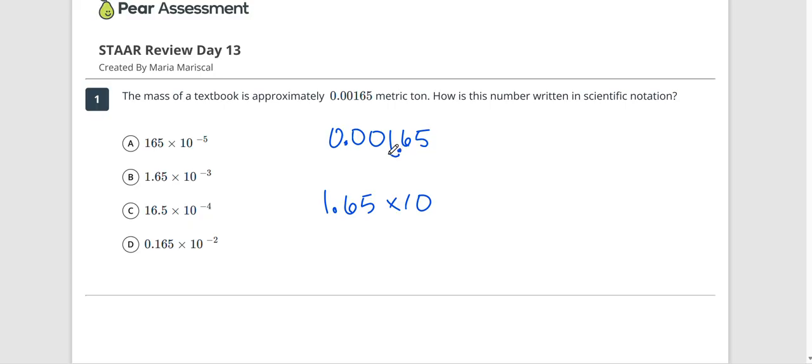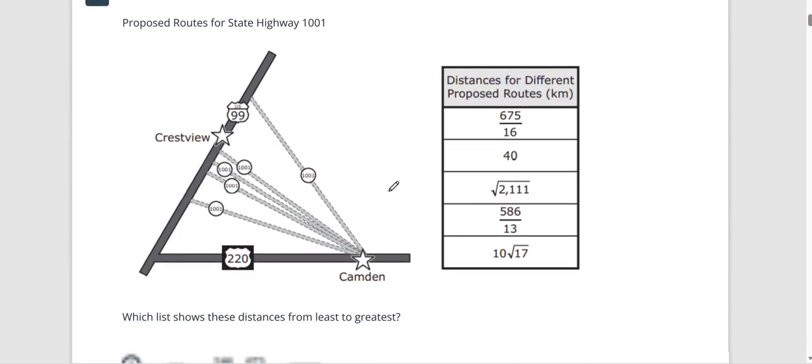Now just count the spaces. 1, 2, 3. So it's a small number. It should be a -3. Can't be that one. Can't be that one. Can't be that one. Without even doing any work, it was this from the very beginning. Okay. Next one over here.